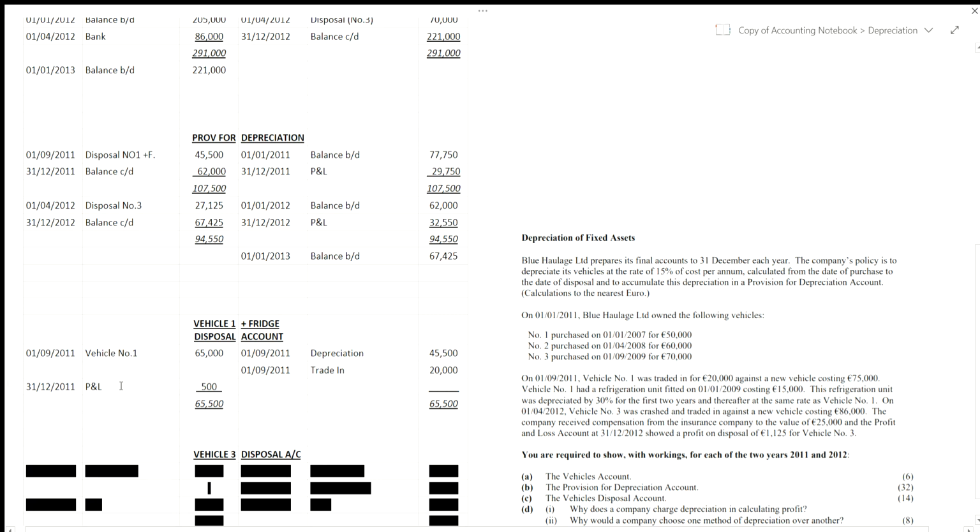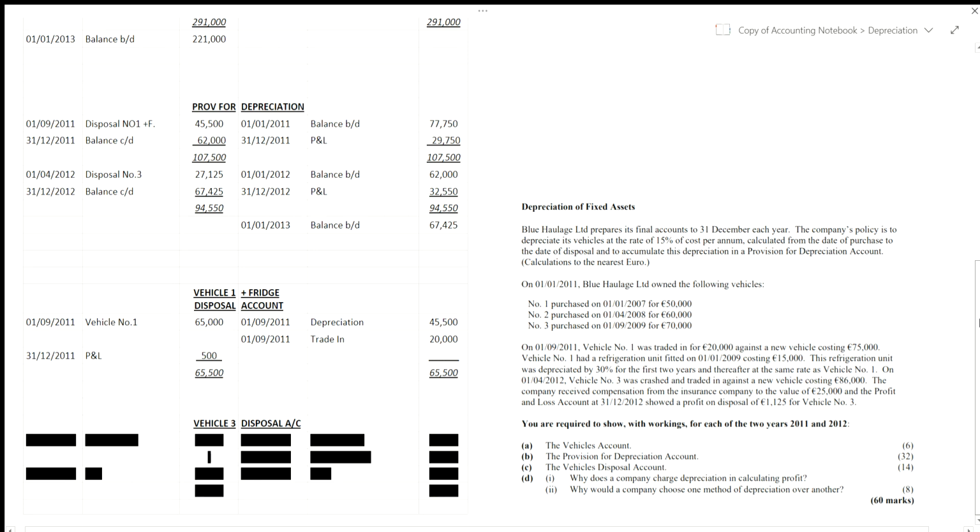So in this case, we would have made a profit because vehicle number 1 was worth 65 grand. But it had lost value of 45,500, and we had gotten 20 grand for it. So that's how much the value had dropped, and that's how much we received for it. But technically it was only worth 65,000. So in the long run, we actually made a 500 euro profit on selling that vehicle.